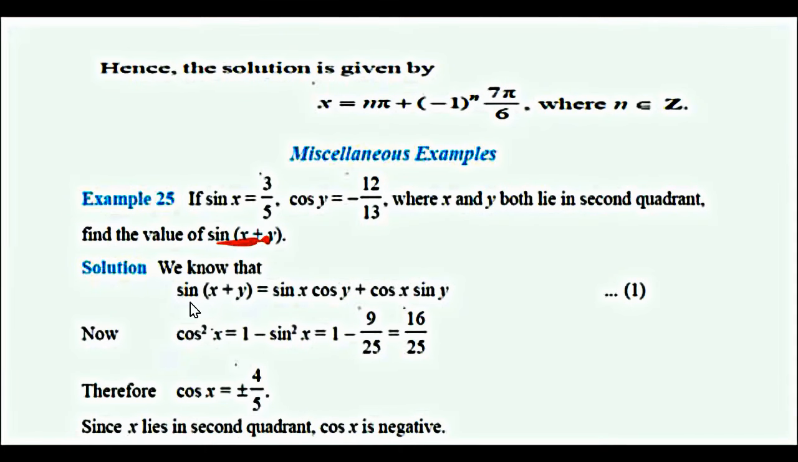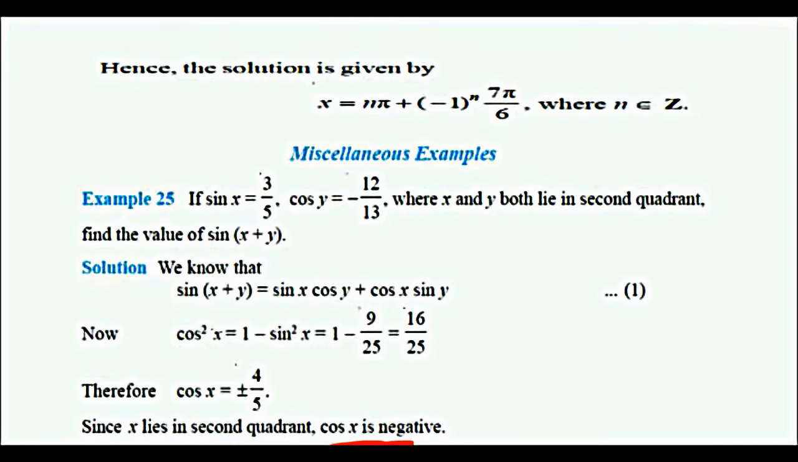We are aware that sin x plus y is what? Sin a cos b plus cos a sin b. And what is cos square x? Cos square x is 1 minus sin square x, because sin square x plus cos square x is 1. So from this sin x you can get the value of cos x. Just place this 3 by 5 here. So that will be 1 minus 9 by 25, 16 by 25. So just take the root of this. So cos x will be plus minus 4 by 5. And since x is given to lie in the second quadrant, we are only going to take the negative value.